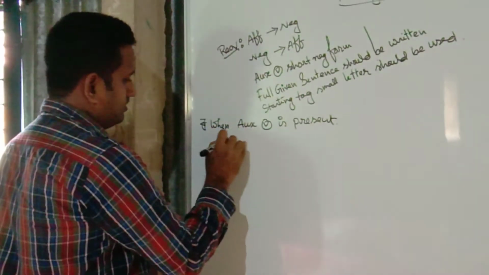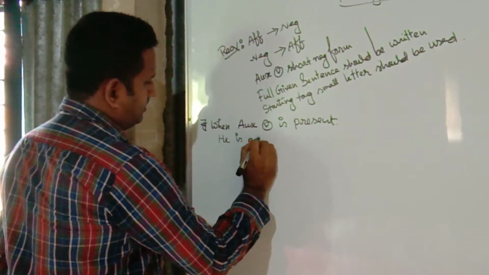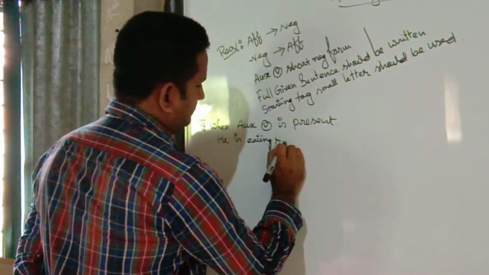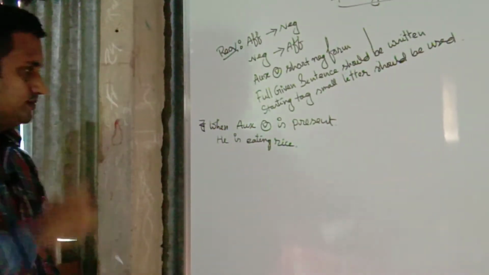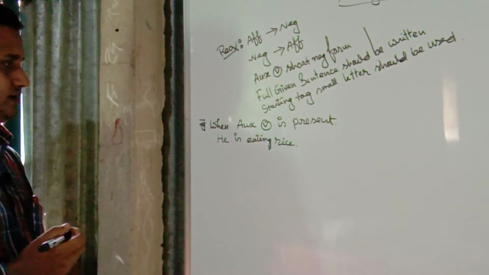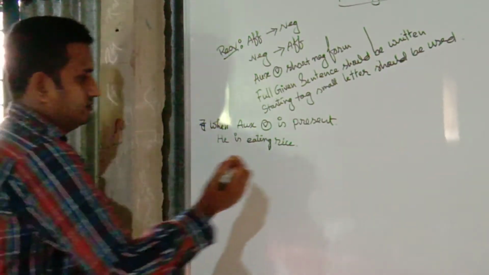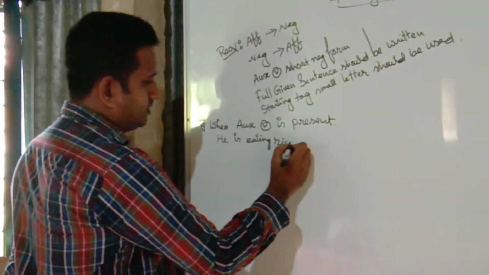He is eating rice. This is a question. He is eating rice. So during completing a tag question, we have to remove this full stop. We have to use a comma.